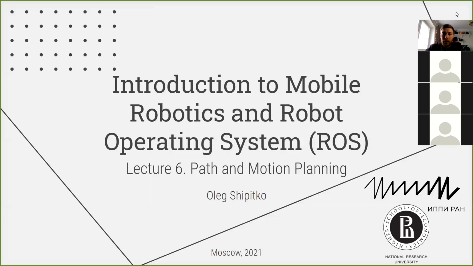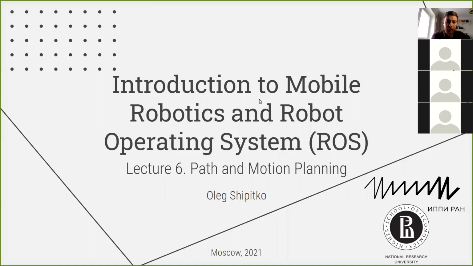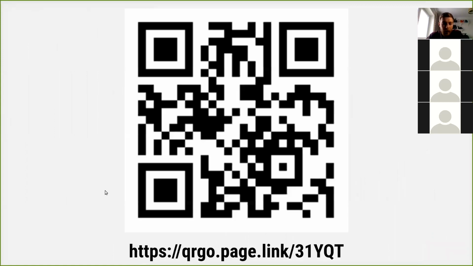Okay. So we have a sixth lecture, theoretical one, on our mobile robotics course. Today's lecture is on path and motion planning. As usual, you can open slides on your device by link or by QR code.